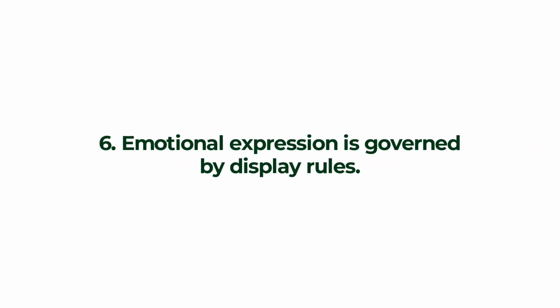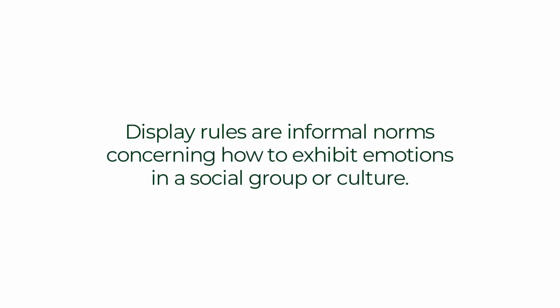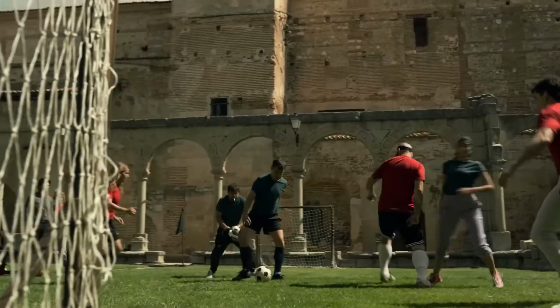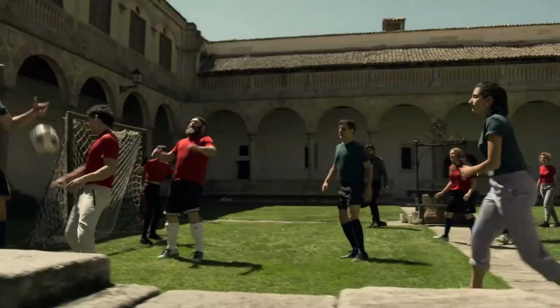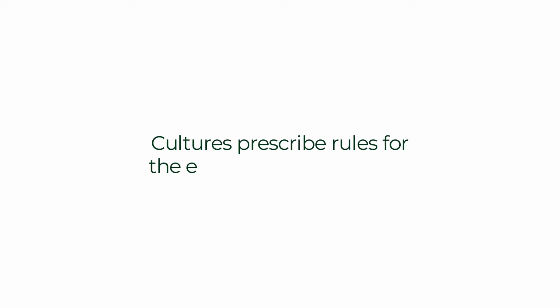Sixth, emotional expression is governed by display rules. Display rules are informal norms concerning how to exhibit emotions in a social group or culture. A group's norms determine not just when it is allowed to exhibit emotions, but also the level to which these feelings are expressed. Cultures prescribe rules for the expression of emotions.